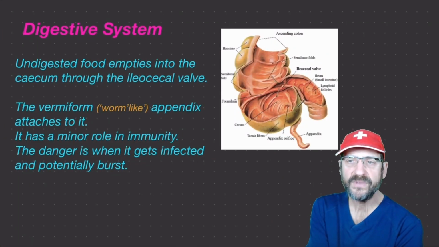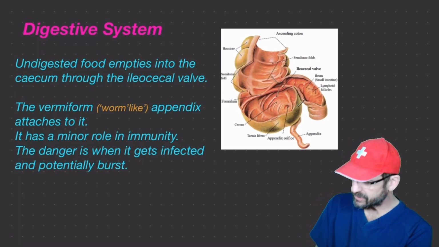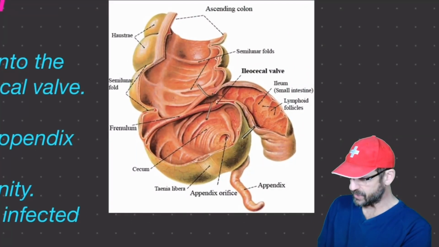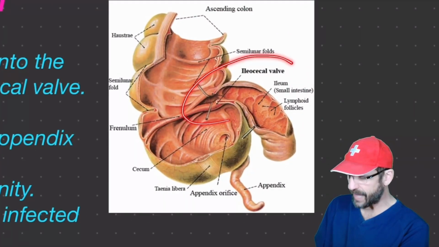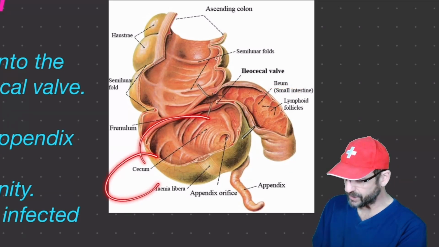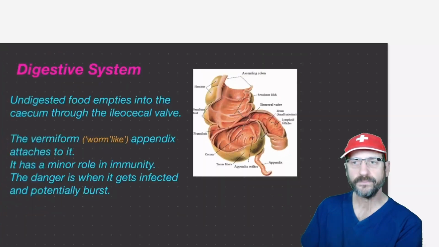Undigested food empties into the cecum through the ileocecal valve. And the cecum is sort of the first portion of the colon, the large intestine. So you see here the ileocecal valve right here, this thing right in here. And so the ileum comes in here, and then the cecum is this pouch here that then the colon moves upward in this direction. All right.